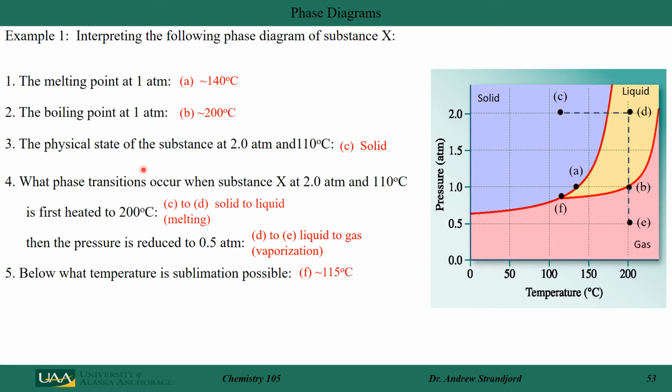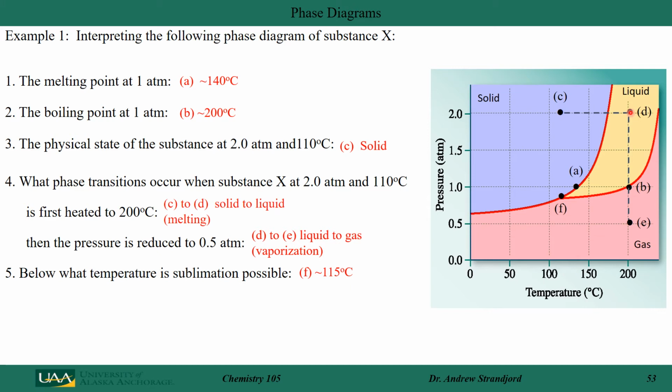What phase transition occurs when I go, at substance X here, from 2 atmospheres at 110 degrees? Let's see, 2 atmospheres, 110 degrees, and I heat the substance up to 200 degrees. So I heat it up to 200 degrees, I go from a solid to a liquid.